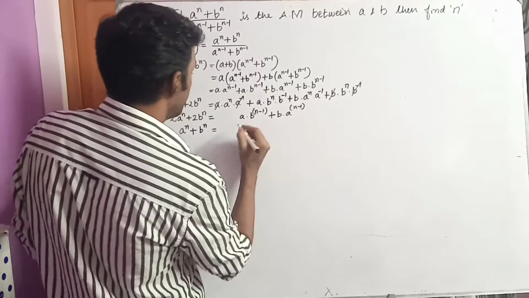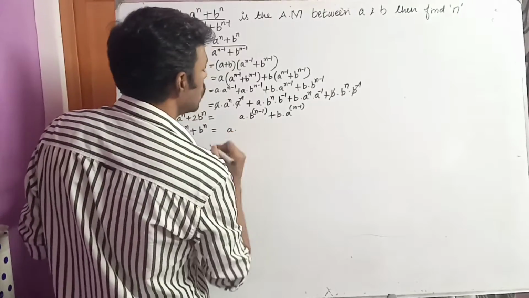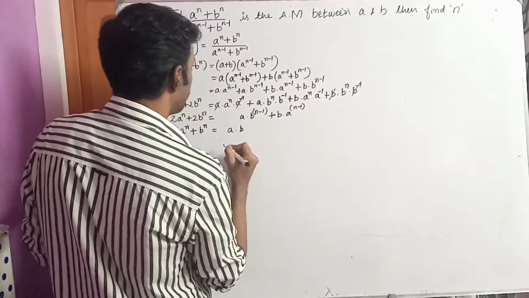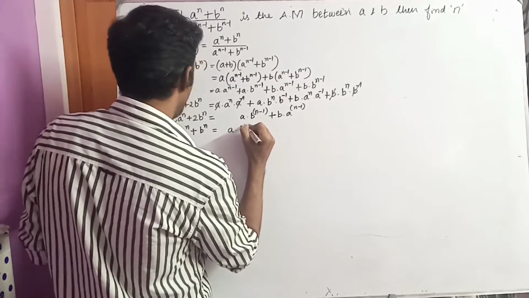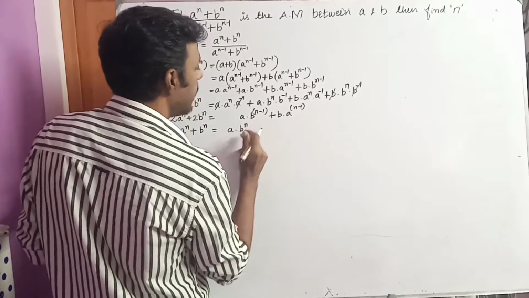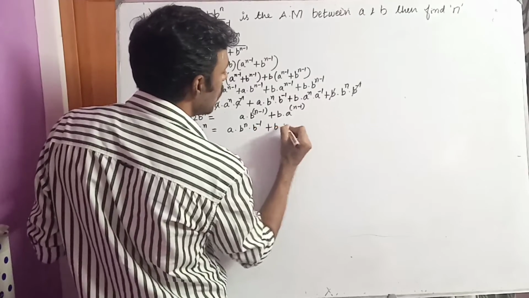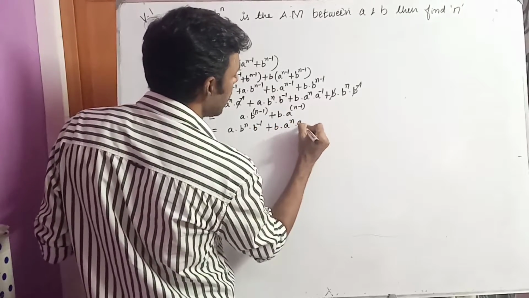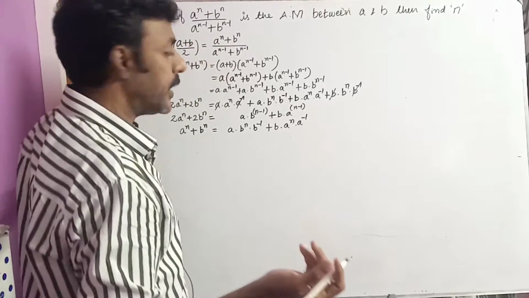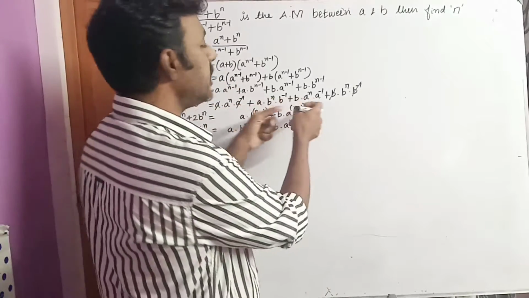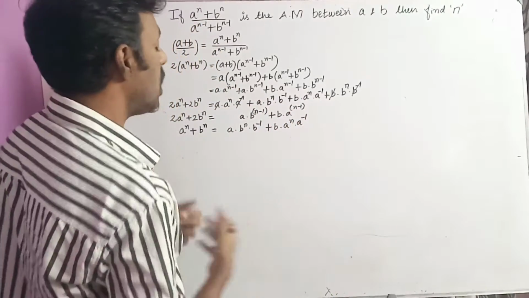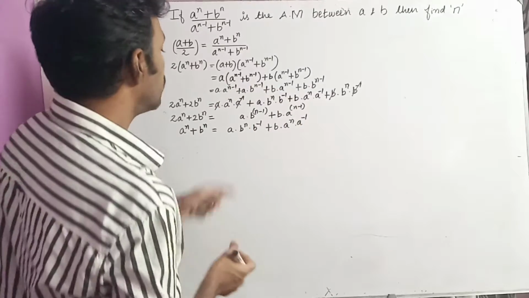So what I'm going to do is a into b to the power n minus 1, or you can write it as b to the power n into b power minus 1, plus b into a to the power n into a power minus 1. There is no harm, okay. See, I'm expanding the powers. So there is no harm, no value is going to get changed. So this is the value.